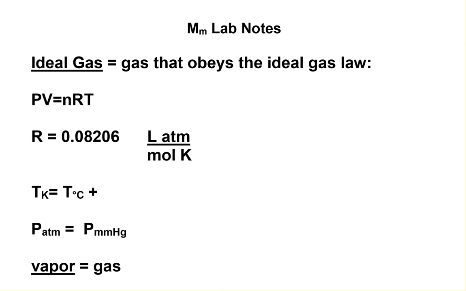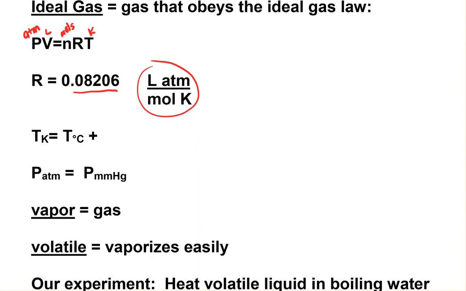And remember that for the ideal gas law, units are really important. If you use this value for R, you need to make sure that your units match with that so that they'll cancel. So pressure has to be in atmospheres, volume in liters, n of course is moles, and temperature in Kelvin. So you need to be able to convert from Celsius to Kelvin. To get to Kelvin, you add 273.15. And to get to atmospheres, if you have millimeters of mercury, you're going to divide by 760.